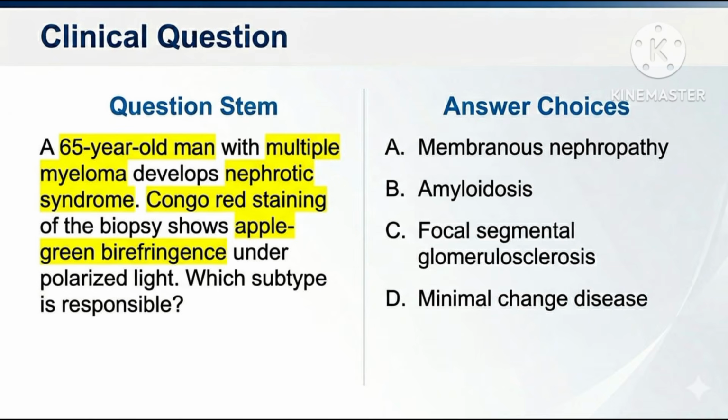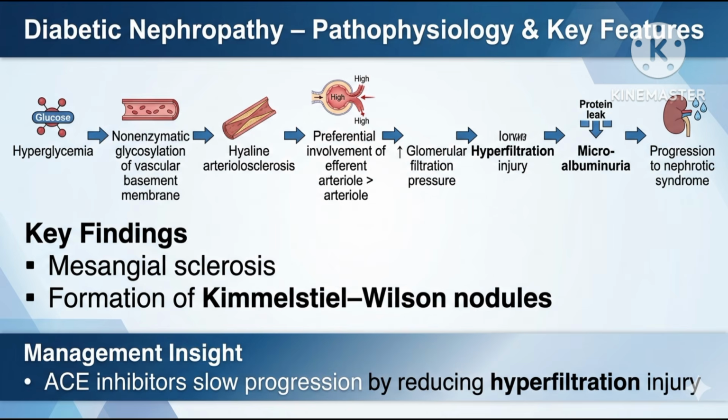Read this question stem. 65-year-old man, multiple myeloma, develops nephrotic syndrome. Congo red stain shows apple green birefringence. Which subtype is responsible? Amyloidosis. High serum glucose causes non-enzymatic glycosylation of vascular basement membrane in diabetic nephropathy. It will cause hyaline arteriosclerosis.